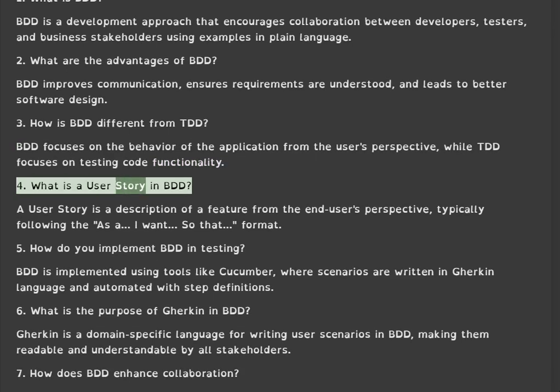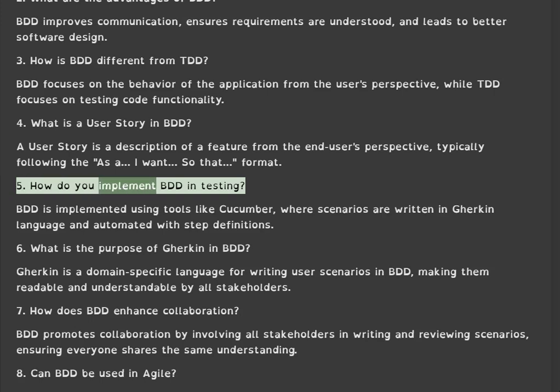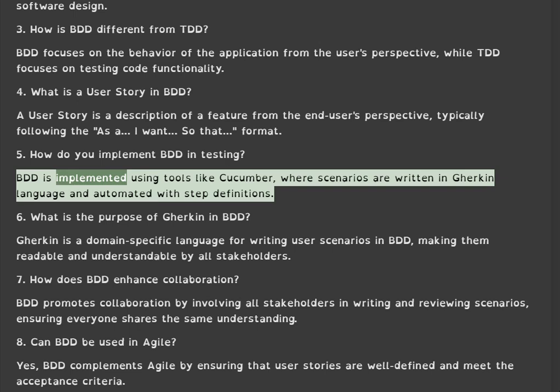4. What is a user story in BDD? A user story is a description of a feature from the end user's perspective, typically following the "as a, I want, so that" format. 5. How do you implement BDD in testing? BDD is implemented using tools like Cucumber, where scenarios are written in Gherkin language and automated with step definitions.